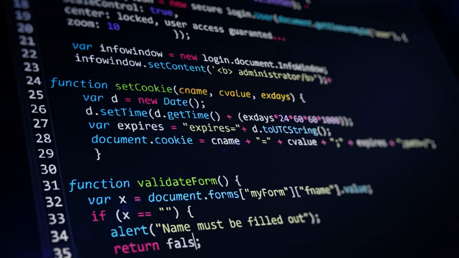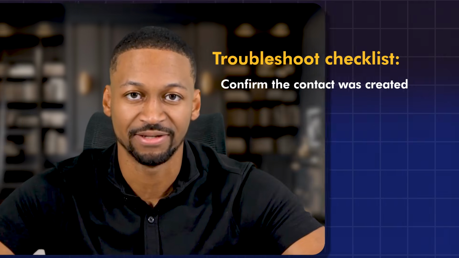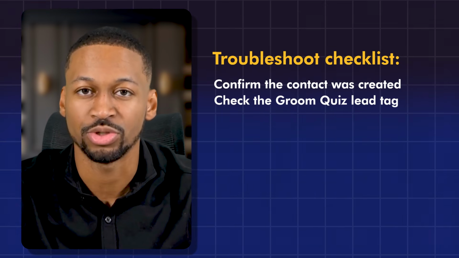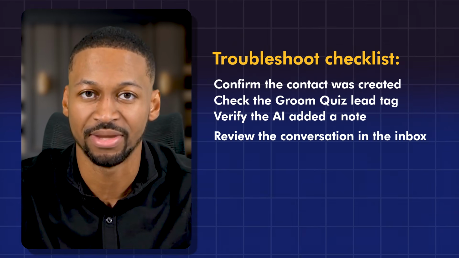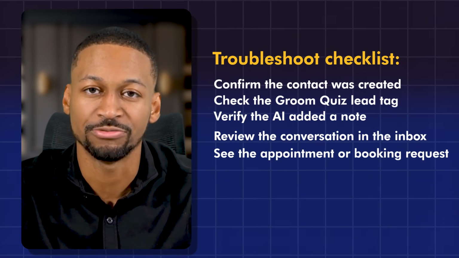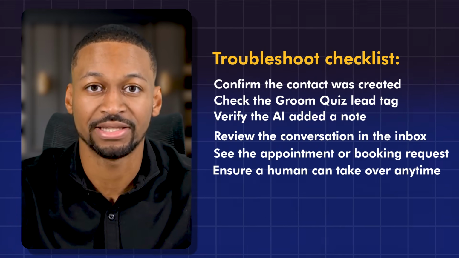This is where beginners often make a mistake. They judge the automation by whether the first DM sends. I judge it by the back end. Did HighLevel create the contact? Is the groom quiz lead tag present? Did the agent add the note? Is the conversation in the inbox? Is the appointment or booking request visible? Can a human see what happened and take over?